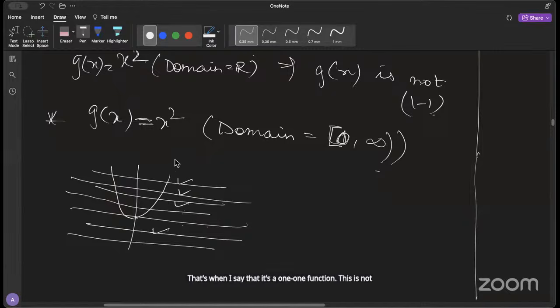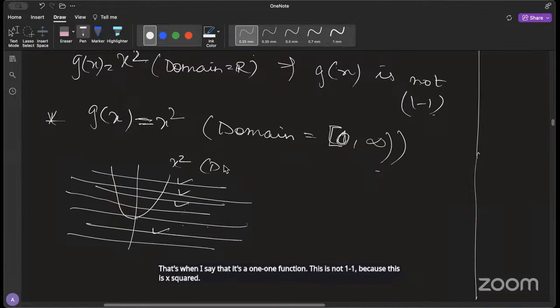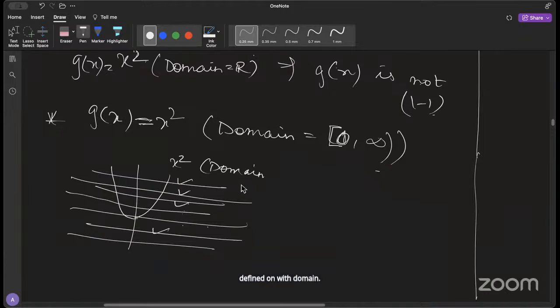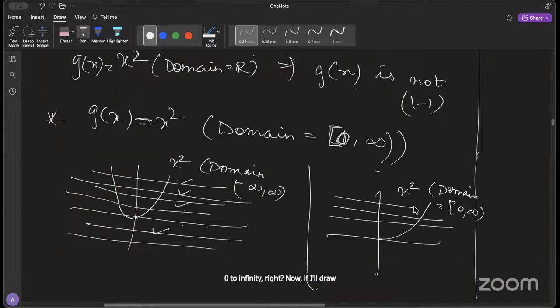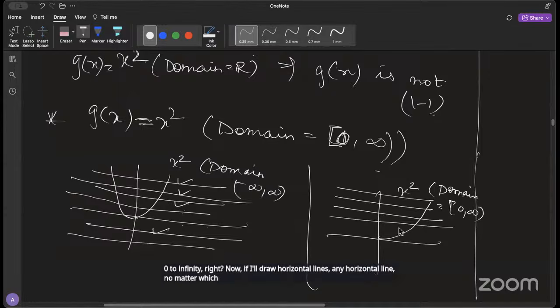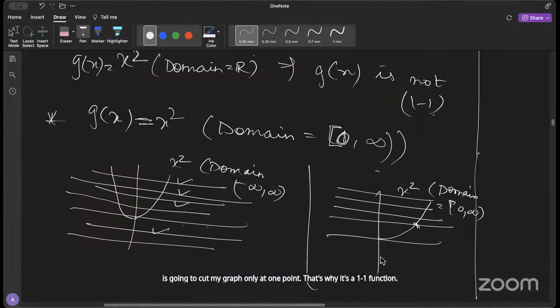This is not 1-1 because this is x square defined on the domain minus infinity to infinity, right? But if I do this, this is again the x square function defined on the domain 0 to infinity. Now, if I draw horizontal lines, no matter which horizontal line, it is going to cut my graph only at one point. That's why it's a 1-1 function. So that's the graphical test for you to check if it's a 1-1 function or not.